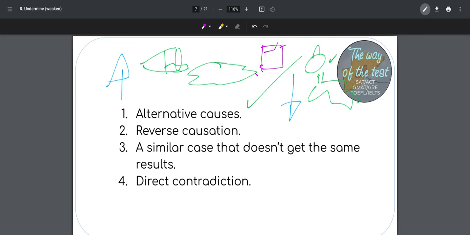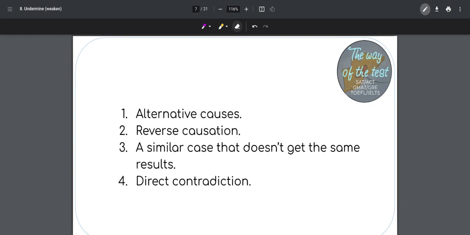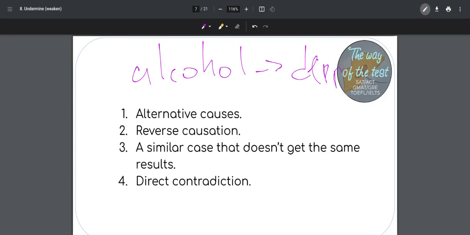Then we have the reverse causation, which in this case doesn't apply. The example that I gave for the reverse causation was alcohol and depression. So does alcohol cause depression, or does depression cause alcoholism? So which causes which, right? If the claim of the scientist is that alcohol causes depression, and I find a paper that tells me that no, depression causes alcohol use, then of course that's going to decrease the likelihood that alcohol causes depression.